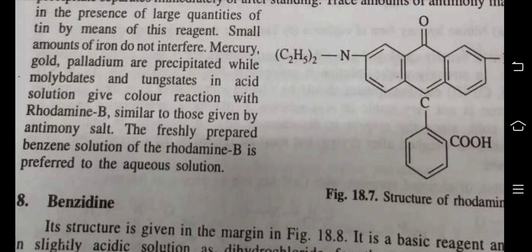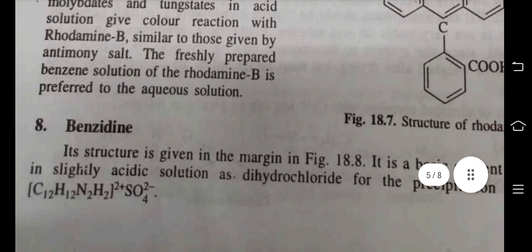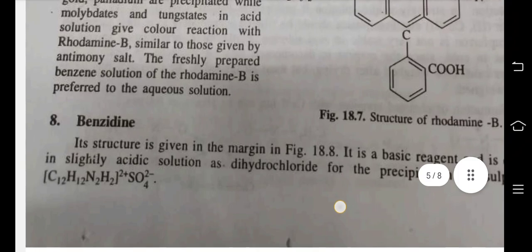Mercury, gold, and palladium are precipitated, while molybdates and tungstates in acid solution give color reactions with rhodamine B similar to those given by antimony salt. The freshly prepared benzene solution of rhodamine B is preferred to the aqueous solution.